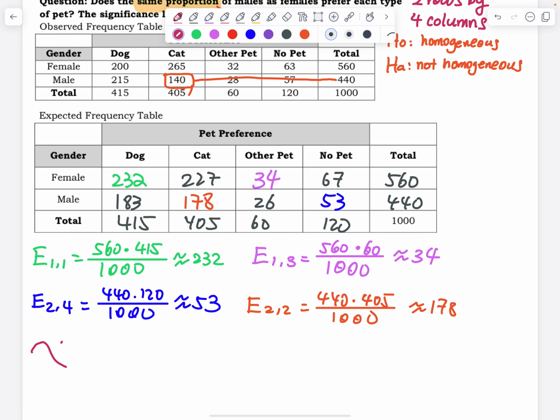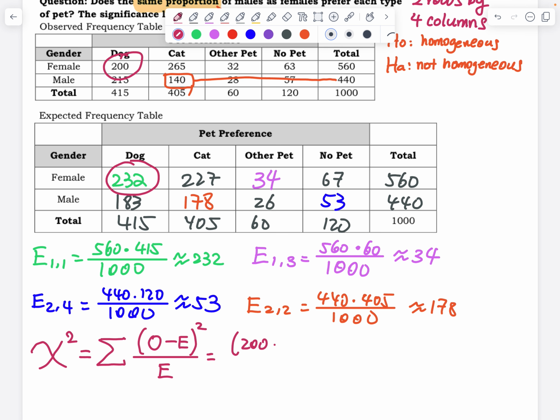This is not X. This is a chi-square. This is called chi, C-H-I, and then chi-square, not X. Chi is a Greek letter. That is equal to the summation. This is sigma. Sigma means summation in mathematics. Then open parenthesis, O minus E, observation minus expectation, squared, divided by expectation. So we take the 200 minus 232, squared, divided by 232.